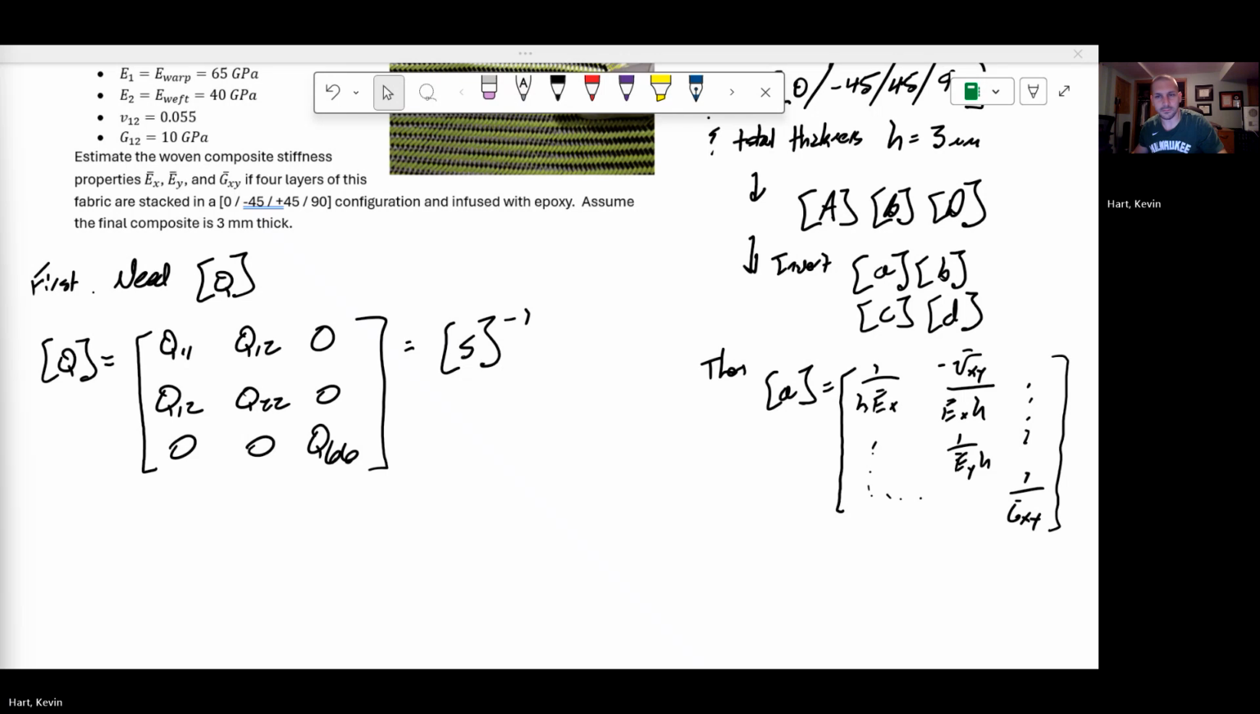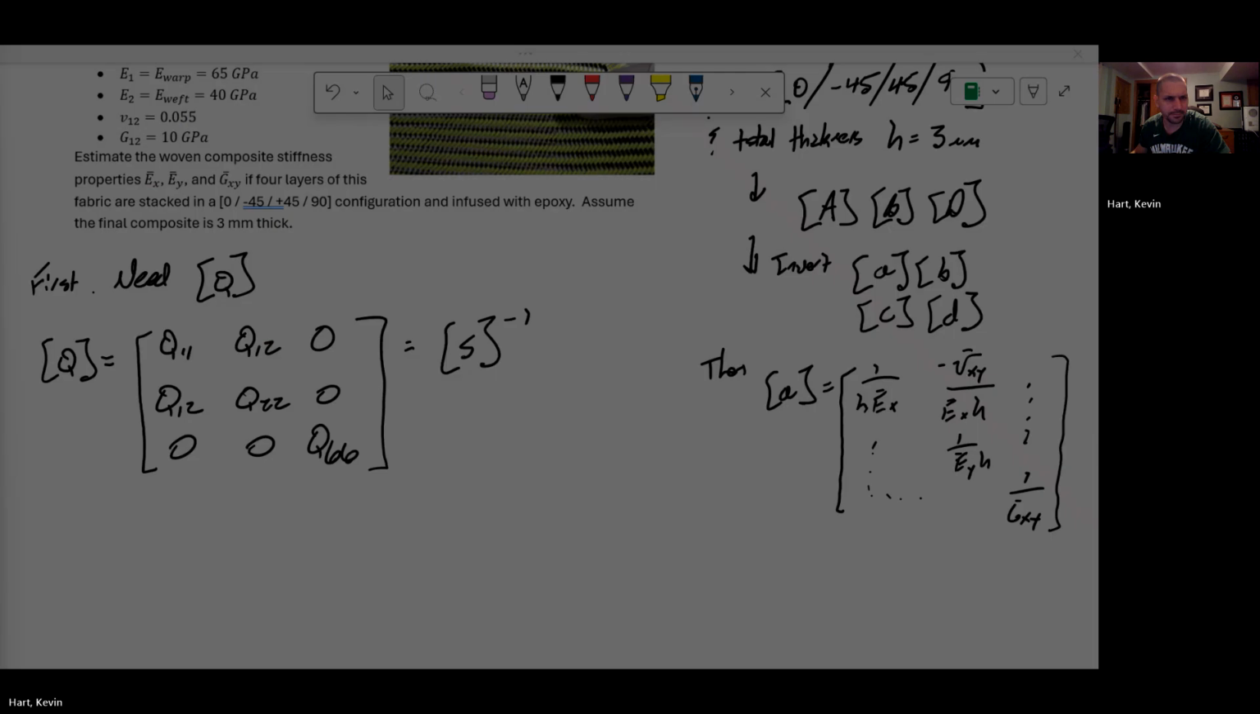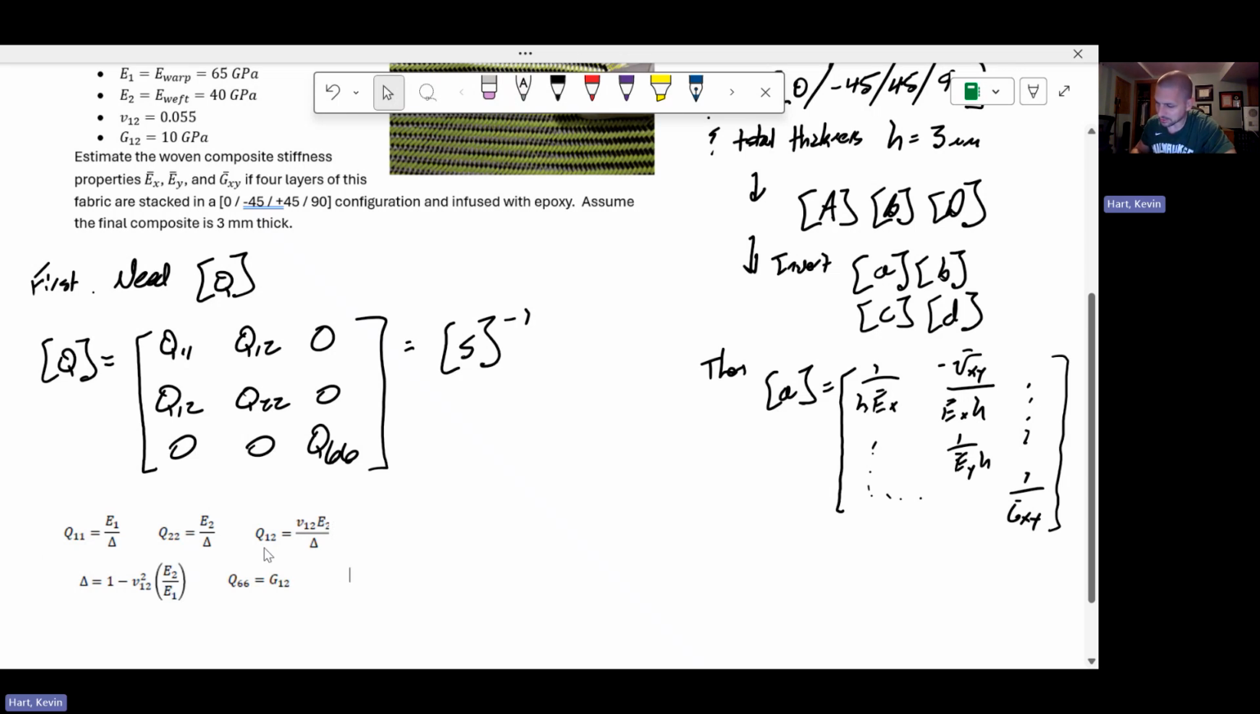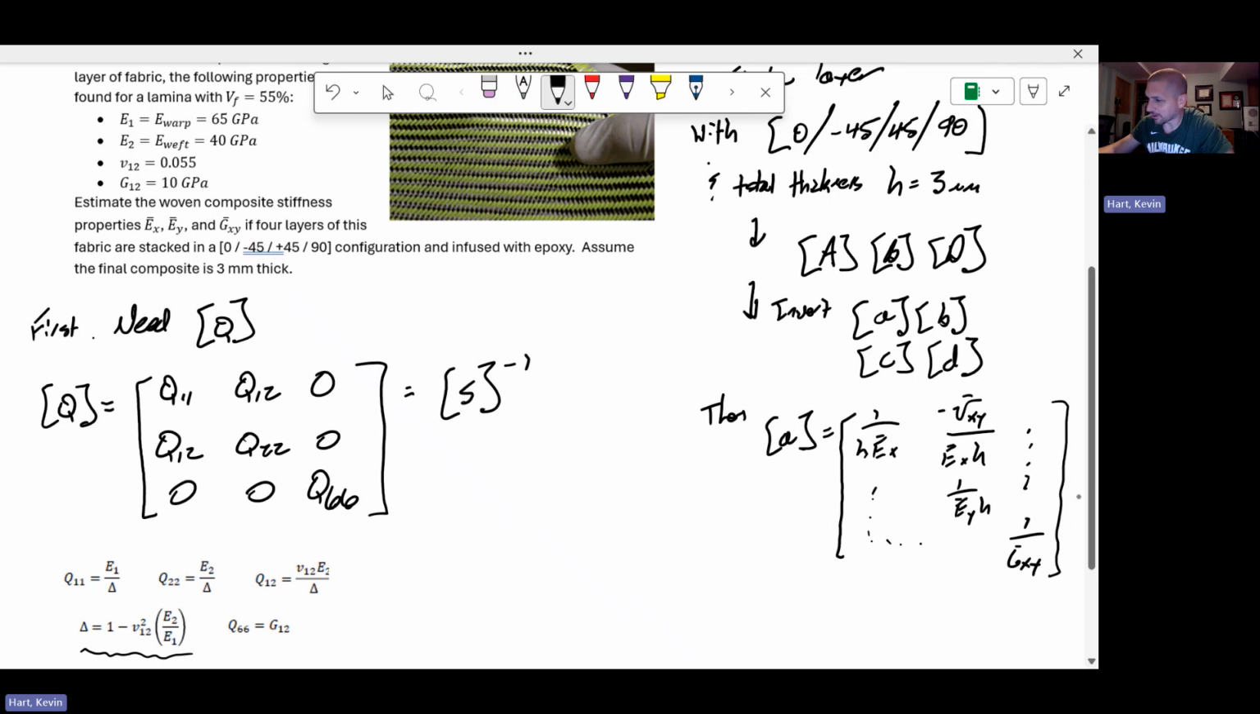So this is how we would calculate the Q matrix. Q11 is E1 over delta, Q22 is E2 over delta, Q12 is nu12 times E2 over delta, where delta is 1 minus nu12 squared times E2 over E1. We have all of these things. Q66 is G12, so all of those are provided. They're all right here. So you can calculate the Q matrix using all of this.